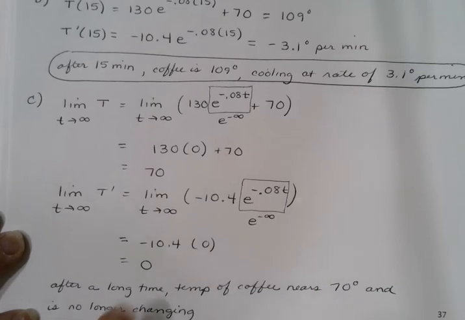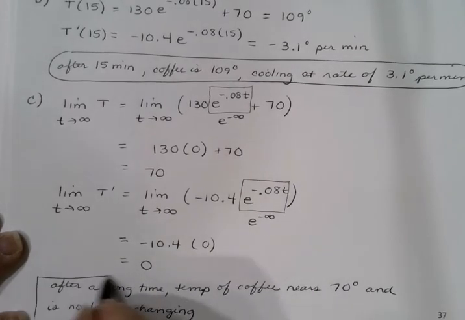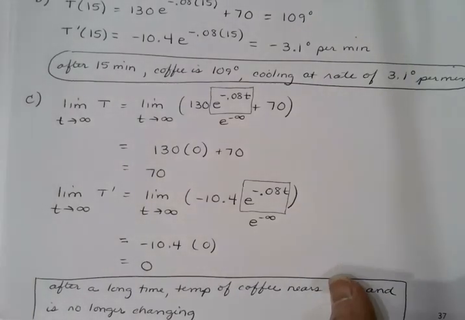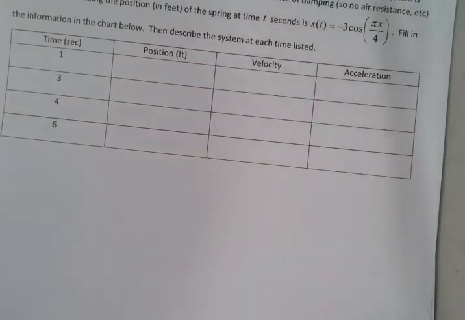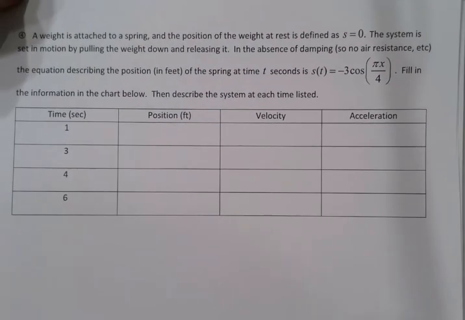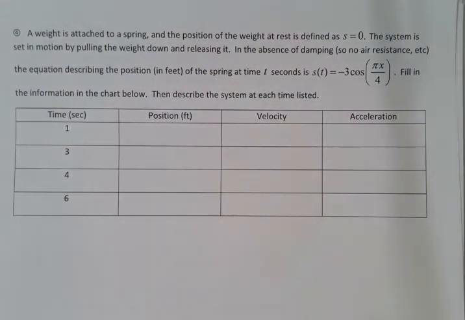That is, the rate of change is 0. All right, we have one more application problem to take a look at here. In number 4, a weight is attached to a spring, and the position of the weight at rest is defined as S equals 0. The system is set in motion by pulling the weight down and releasing it.